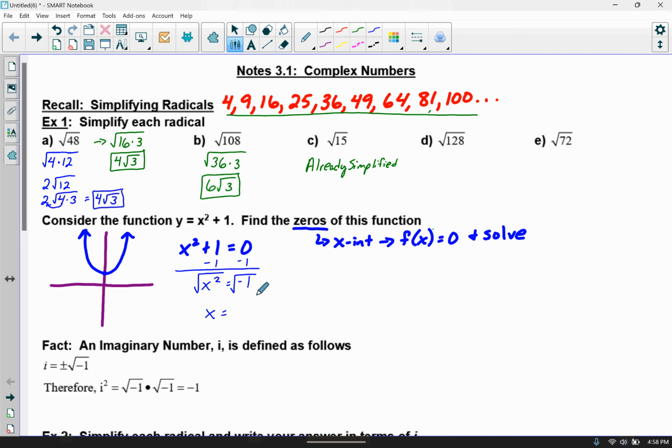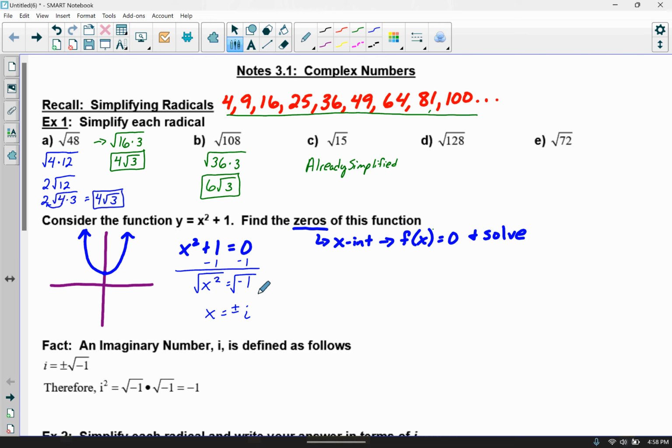We're getting the square root of negative 1. We've talked about before that you cannot take the square root of a negative number, but now we are introducing the idea of imaginary numbers. The square root of negative 1 is defined to be i, and so anytime you take the square root of this, you get plus or minus i.